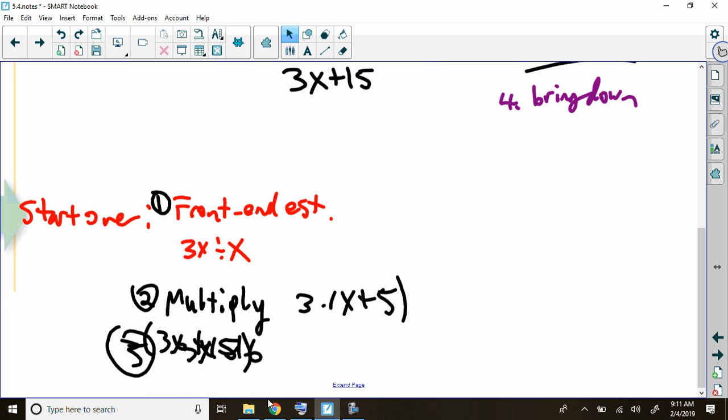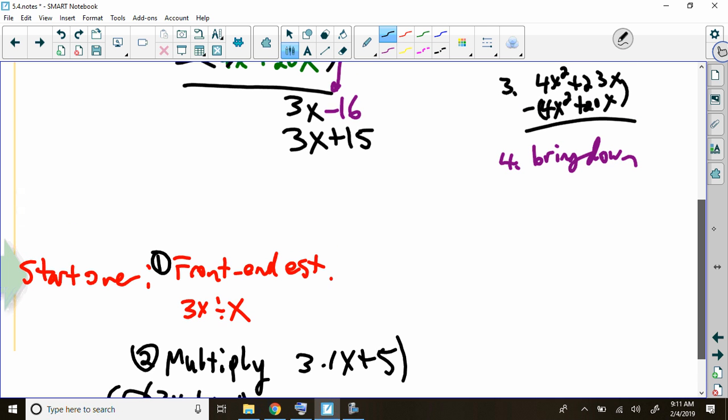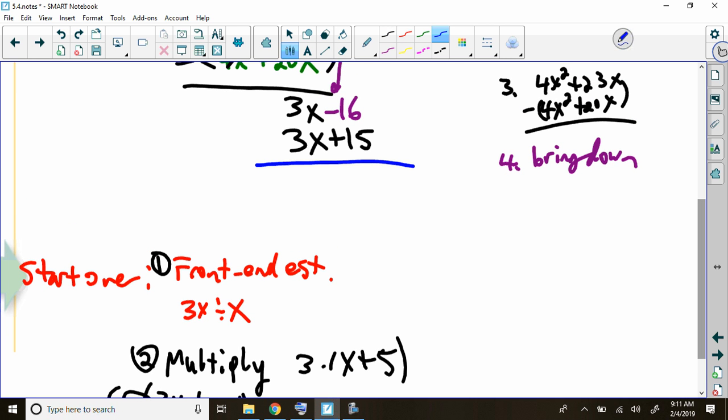Does anybody know what we're going to get when we do that subtracting? It's not going to be -1. Remember earlier I said use parentheses, right? We're subtracting the quantity 3x plus 15. 3x minus 3x, those are going to cancel. We have -16 and we're minusing 15. It's -16 minus 15. So what's that going to make?